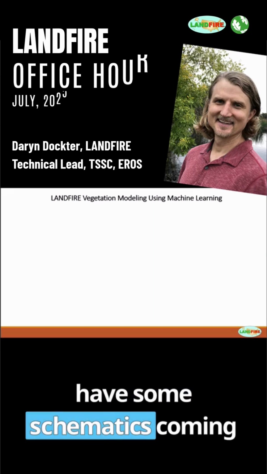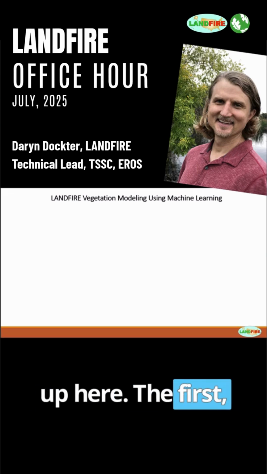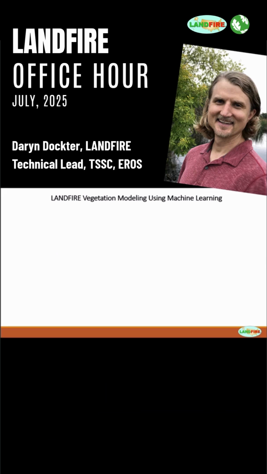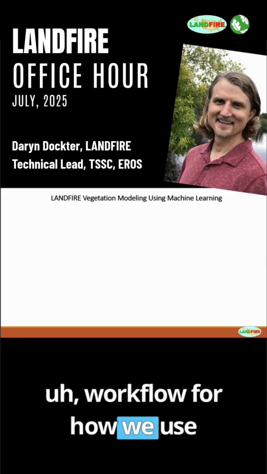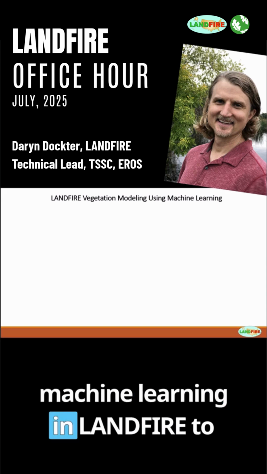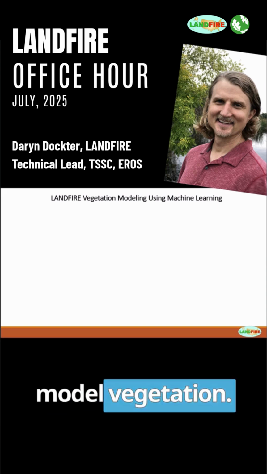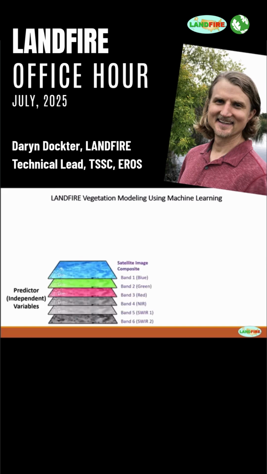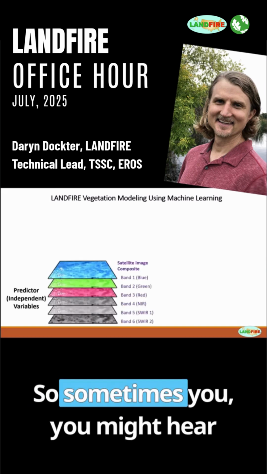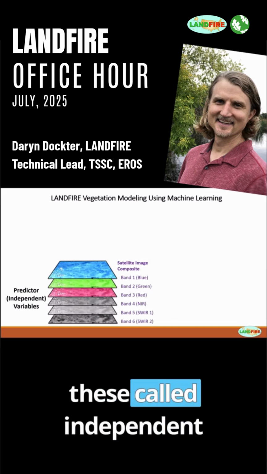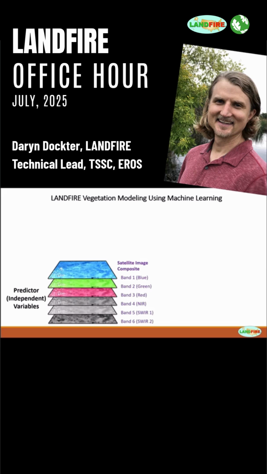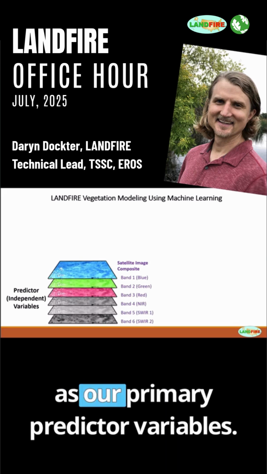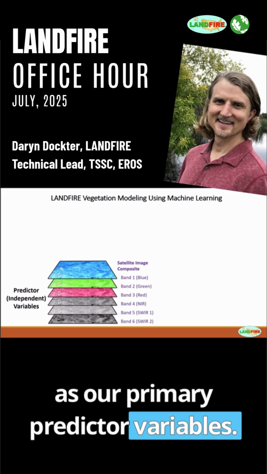So I have some schematics coming up here. This first one is really the general workflow for how we use machine learning in LANDFIRE to model vegetation. We start with our predictor layers. Sometimes you might hear these called independent variables. And we have satellite image composites as our primary predictor variables.